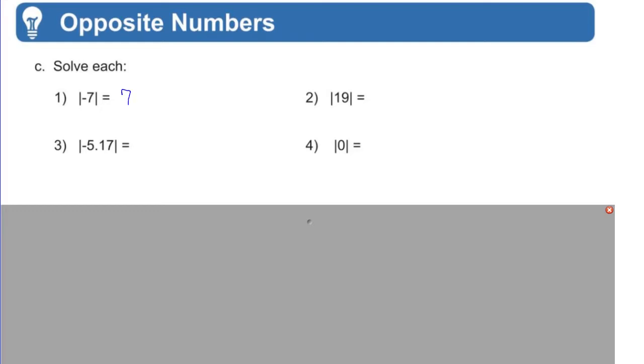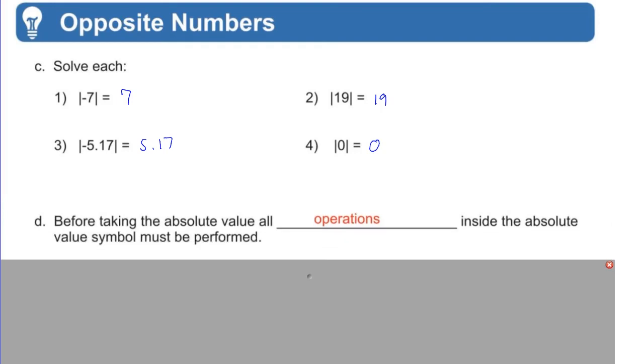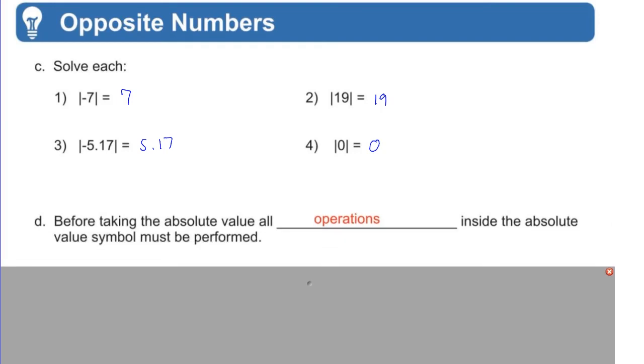All right, move to the right. Number 2, absolute value of 19 is, and you're thinking 19, right? Number 3, a decimal. Who cares, right? Apply the principle. Absolute value of -5.17, 5.17. Hey, this is pretty easy. And number 4, absolute value of 0. All right, well, 0 doesn't have a plus or minus. It's simply 0. All right?